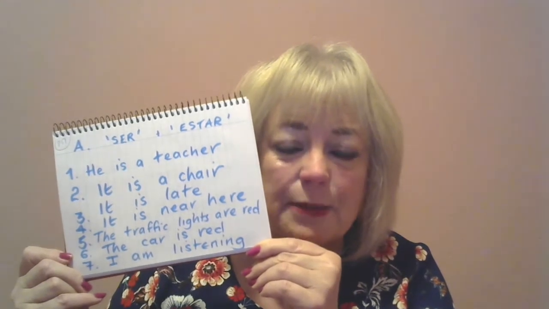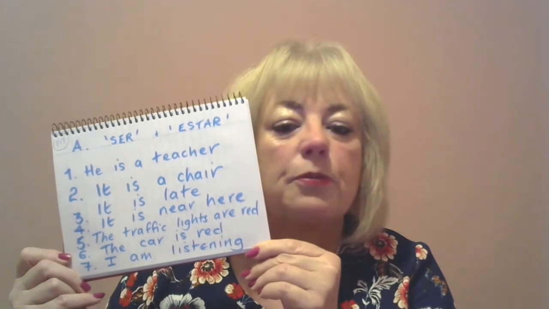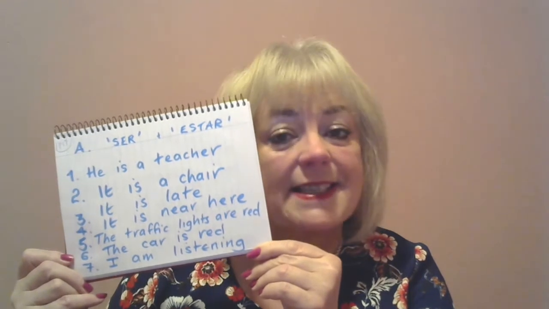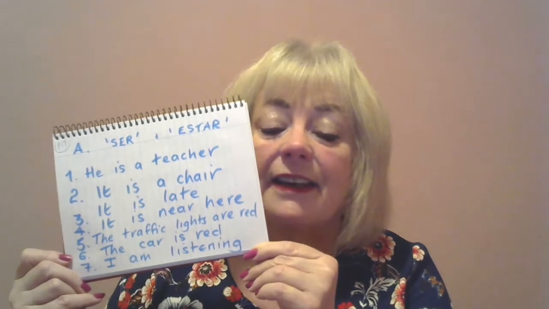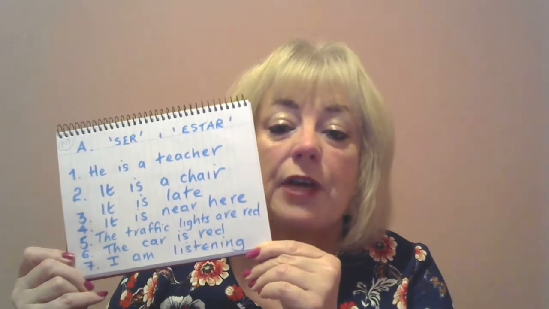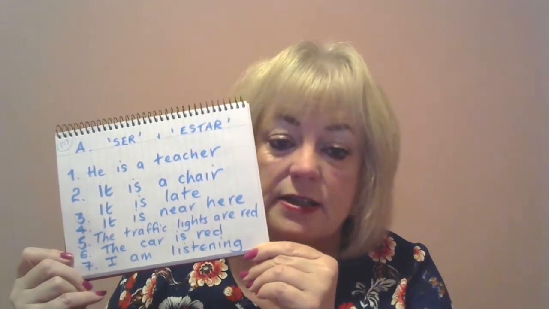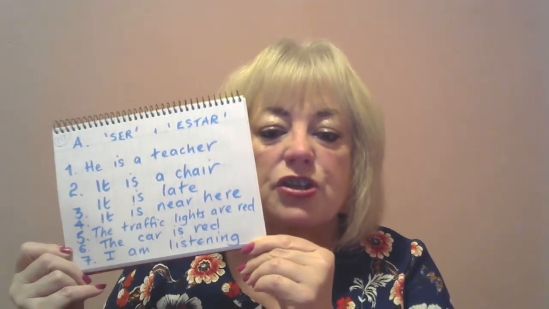You need a pad and a pen. He is a teacher, number 1. Number 2, it is a chair. Number 3, it is late. Number 4, it is near here. Number 5, the traffic lights are red. And number 6, the car is red. And number 7, I am listening. Okay, so write them down.